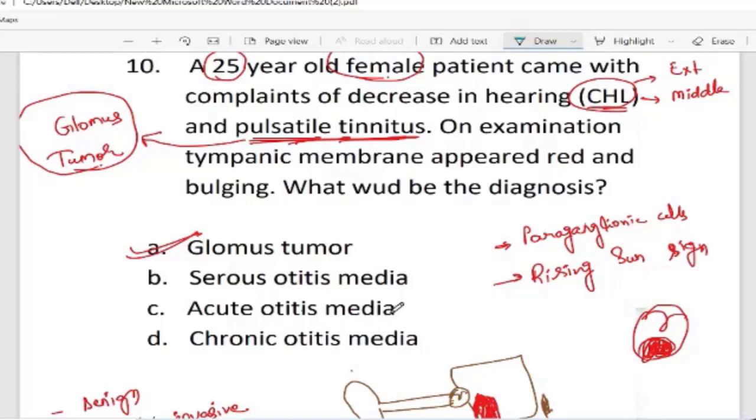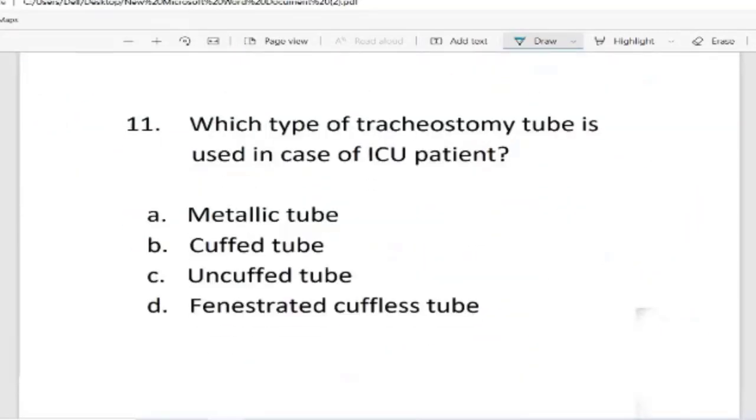It can be chronic otitis media. But in both these conditions, there will be no pulsatile tinnitus. There could be tinnitus, but it will not be pulsatile. So what is the differentiating feature out of all these options? Pulsatile tinnitus is the key word. So whenever you read this pulsatile tinnitus, always think of glomus tumor. Because all other features like conductive hearing loss, red tympanic membrane, female patient can be fulfilled by acute otitis media and chronic otitis media. But pulsatile tinnitus is present only in glomus tumor. Understood?